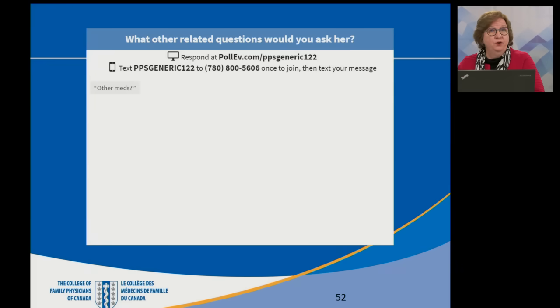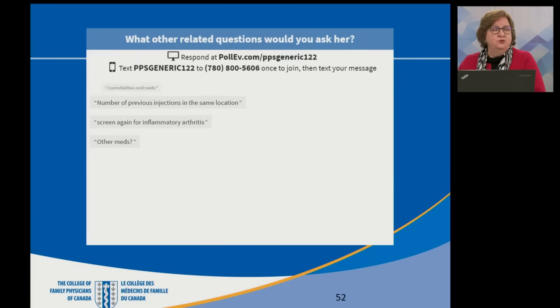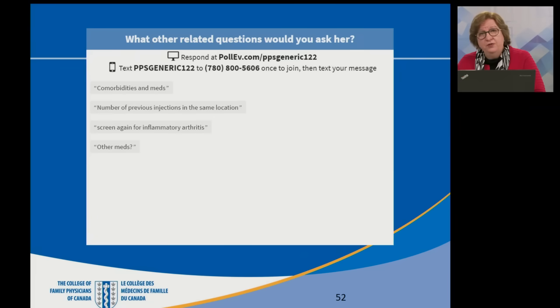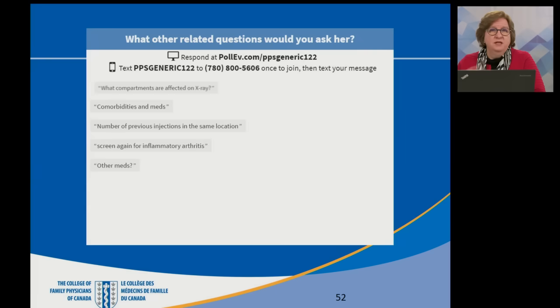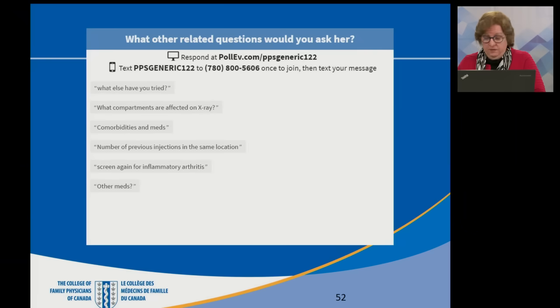Okay, so we'd want to know about what other medications. And I think medications is a good place to start. How many? What's your dose? What's your duration? And of course, also any other treatment. Screen again for inflammatory. Totally agree. Just because someone has responded to cortisone in the past or has been told they have osteoarthritis in the past doesn't mean you stop screening for inflammatory. Absolutely great point. Previous injections in the same location.